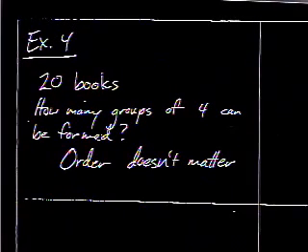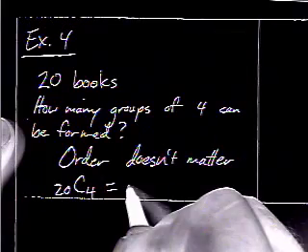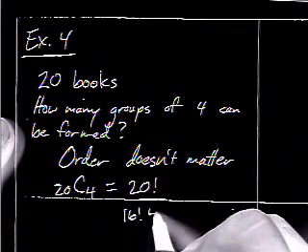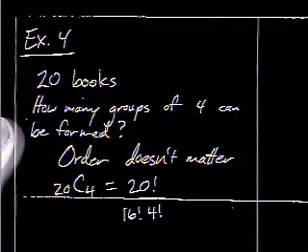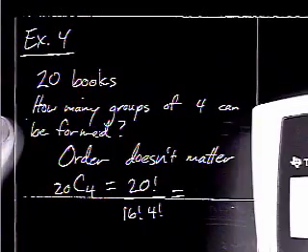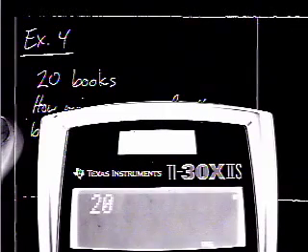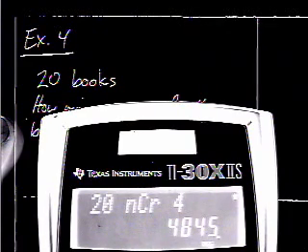Now, when would be a situation where order wouldn't matter? Well, let's see. Example 4 says there are 20 books, and it asks how many groups of 4 can be formed. I don't care what order you put them in. I just want to know how many groups of 4. So this is a 20C4 situation, or 20 factorial over 16 factorial 4 factorial. Remember, the two numbers on the bottom are going to add up to the 20 on the top. And 20 nCr 4 is 4,845.